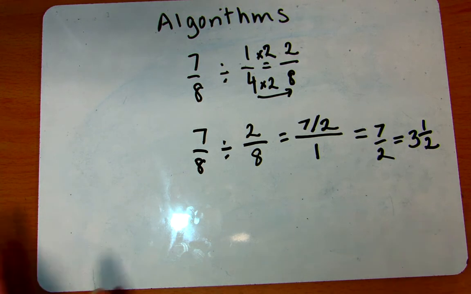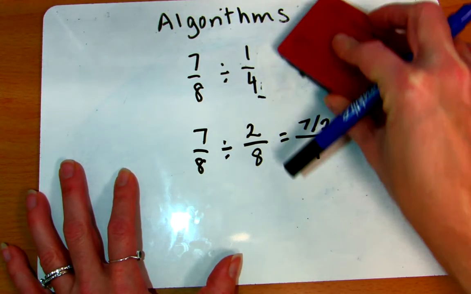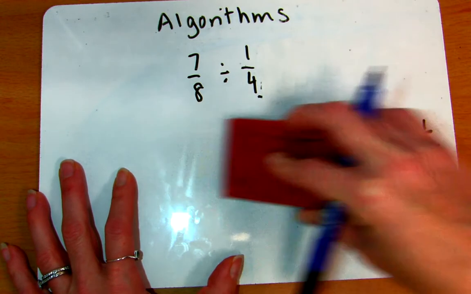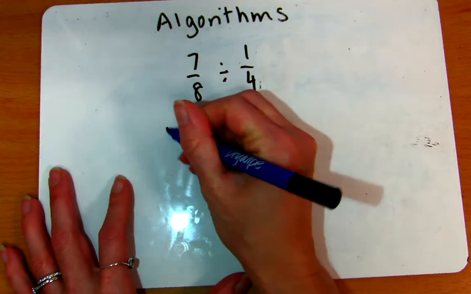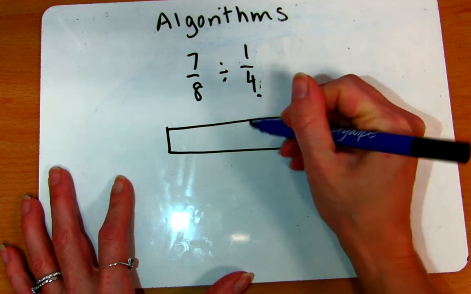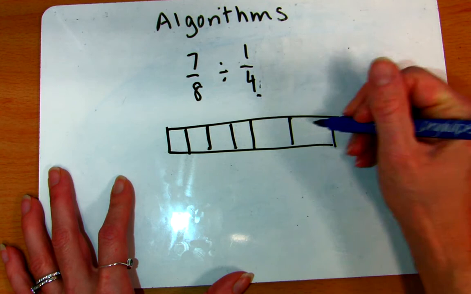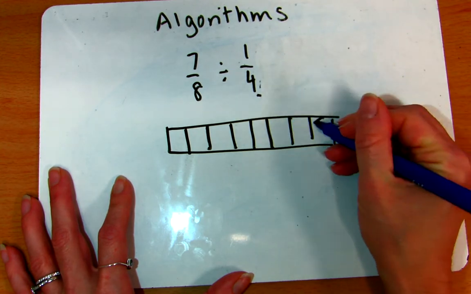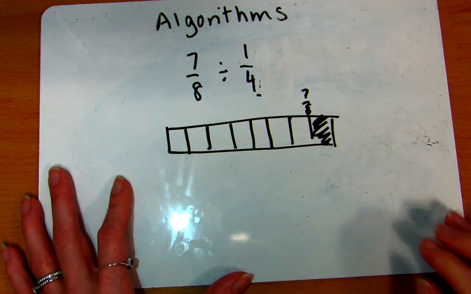So why does this actually work? Let's look at why this actually works, because that's important. It's one thing to know a rule, but understanding why it works is important. And for that, we can use our model, right? If I build 7/8, right? Okay, there's 2. Okay, I don't want this one on the end. Here's my 7/8. And then I want to build a 4th.